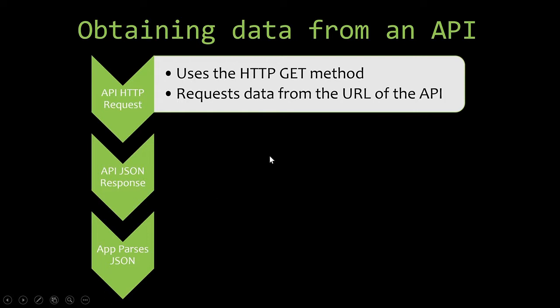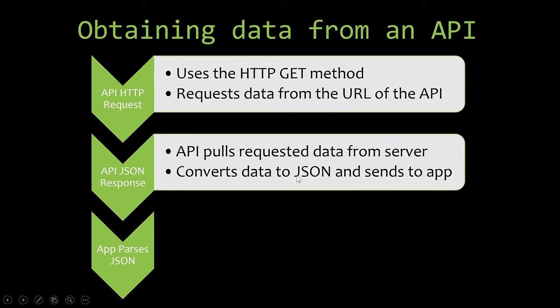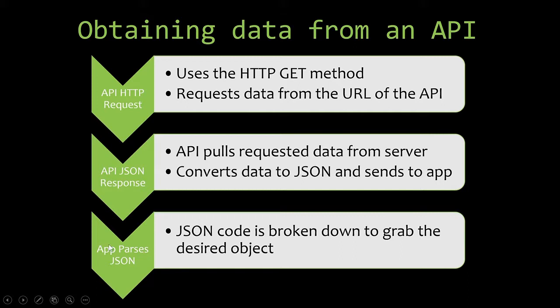We're then going to get an API JSON response, which is just a specific type of code, and we'll take a closer look at JSON code in just a second. It just pulls that requested data and sends it to us so that we can parse it. All we are doing when we're parsing JSON code is breaking it down: we get a bunch of information from the server, and we just want to get one piece of information.